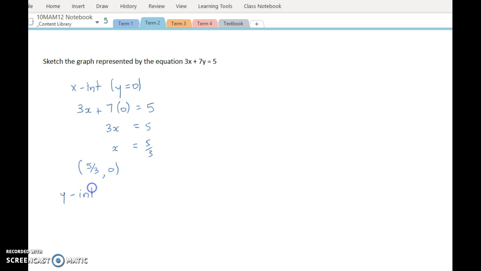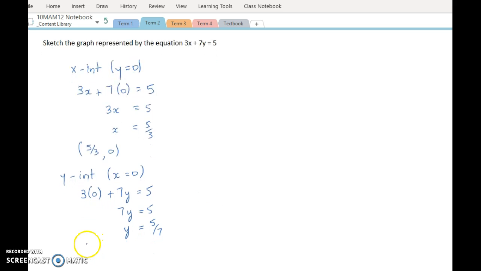The y-intercept, replace x with 0. The 3 lots of 0 drops away. And we've got that point there, which can be written as 0, 5 on 7. Recognizing that x equals 0, and we place it in there.